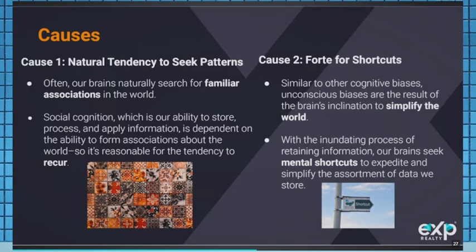Cause number two is a forte for shortcuts. Similar to other cognitive biases, unconscious biases are the result of the brain's inclination to simplify the world. With the inundating process of retaining information, our brains seek mental shortcuts to expedite and simplify the assortment of data we store.